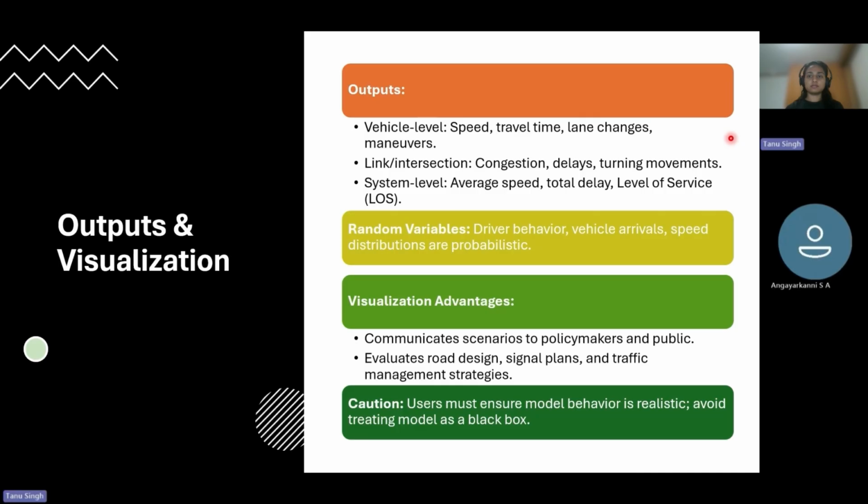And the visualization is one of the most important features. It allows decision makers and public to see traffic movement in real time, such as lane change or overtaking. It also allows us to test scenarios like adding a bus lane or changing a signal plan, or observe the effect on traffic flow. So this is in terms of the designing.